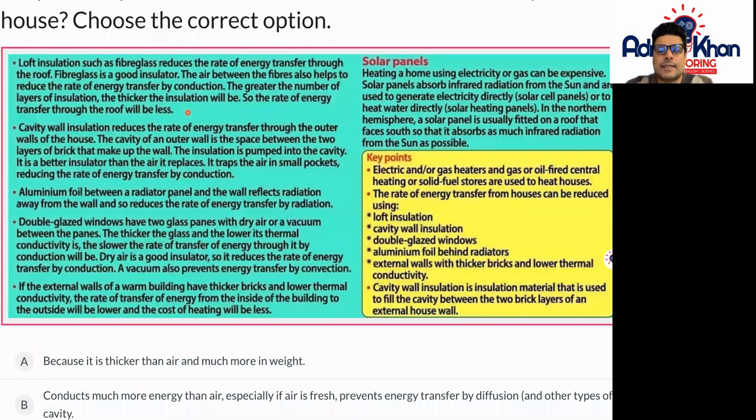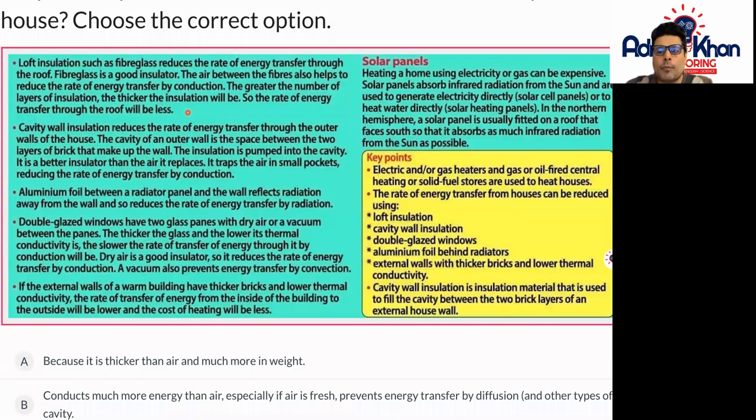We know that double glazed windows have 2 glass panels and triple glazed windows have 3 glass panels. In double glazed windows, you have 2 glass panes with dry air or a vacuum between the panes of glass. The thicker the glass and the lower its thermal conductivity, the slower the rate of transfer of energy by conduction will be. So the double glazing or the triple glazing, depending on which glazing you have in your home, will reduce the amount of heat leaving your property through those particular windows.